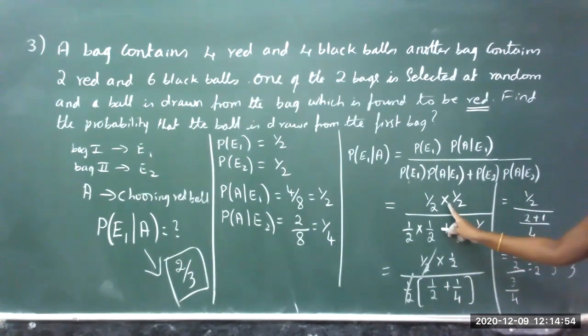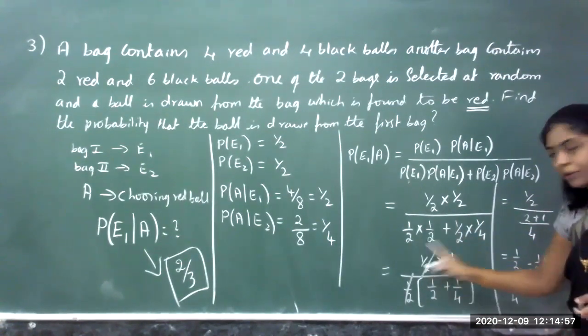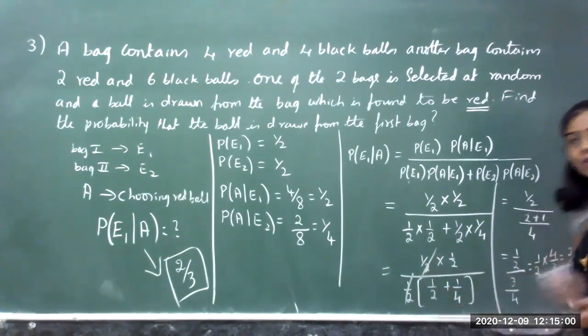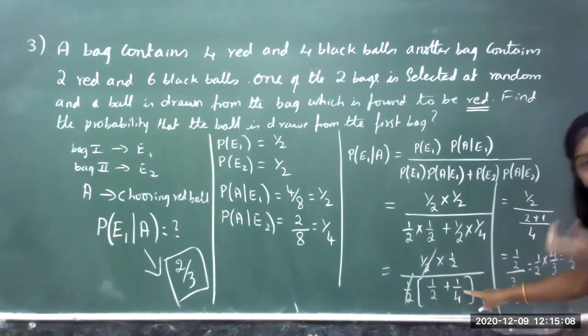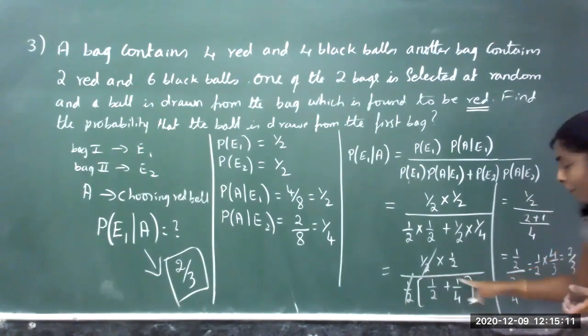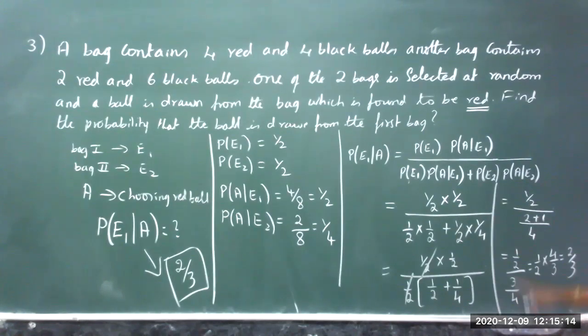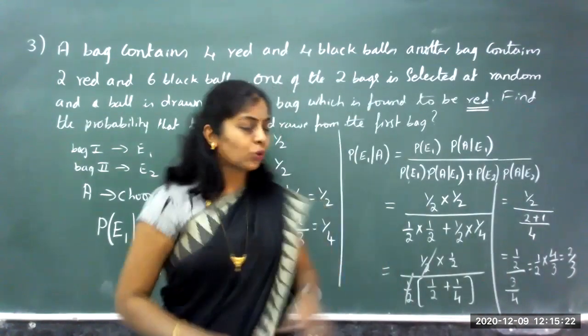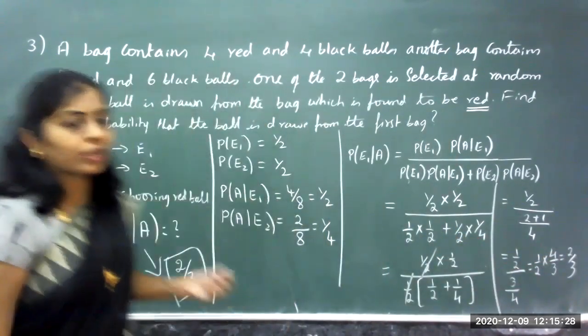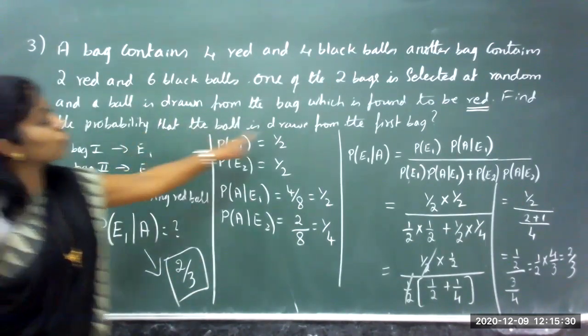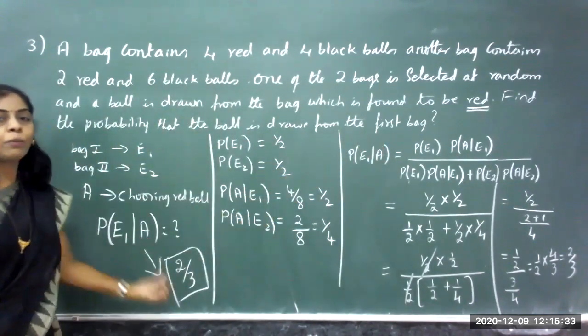Simplify this. The numerator I take as it is, half. I have taken half common from the denominator: half plus 1/4. In the denominator, the sum of the terms. Take the LCM, 4 is the LCM. 2 plus 1, that is 3/4. You have a fraction division, so take the reciprocal. 1/2 into 4/3. 2 and 4 are multiples, so you can cancel, and 2 will be left out. 2/3, that is the value you get back, for the probability of choosing the red ball from bag 1.